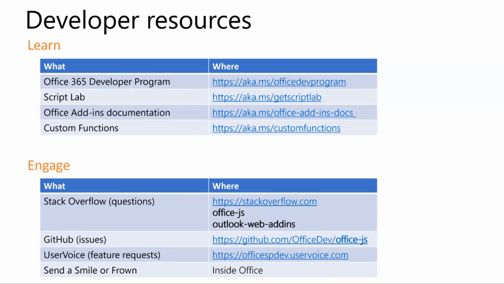If you want to engage with us, if you have questions or issues, you can ask questions on Stack Overflow, and we have a few tags there that you can use to direct your question to the right area. If you find a bug or some kind of issue in the product itself, you can go to this GitHub link and let us know. And we also have a User Voice site where you can let us know if you have feature requests or things you'd like to see implemented down the road, and we take a look at those as part of our planning process. There's also the Send a Smile or Frown inside Office itself, which you can use to give feedback about Office, the product.